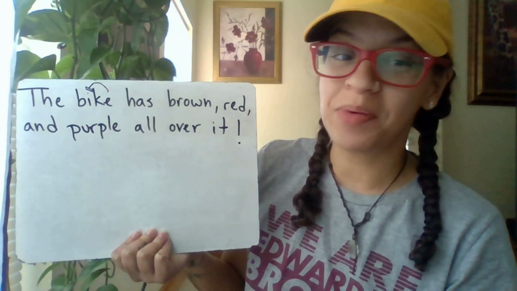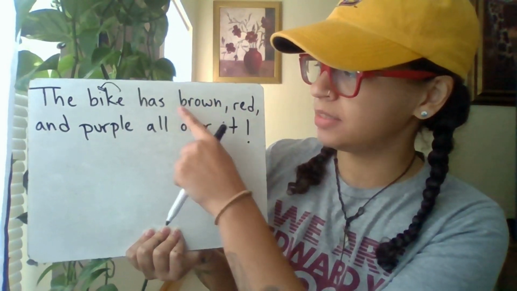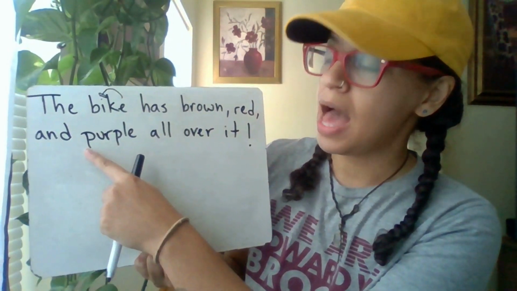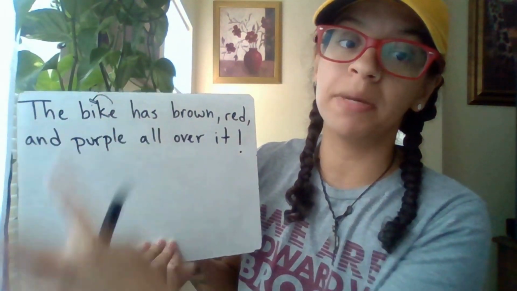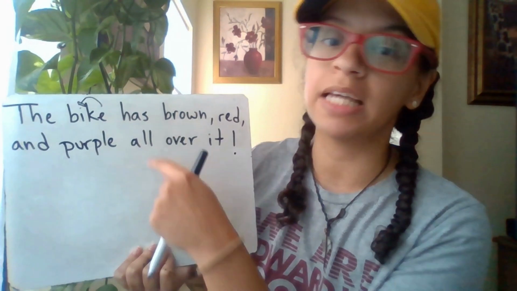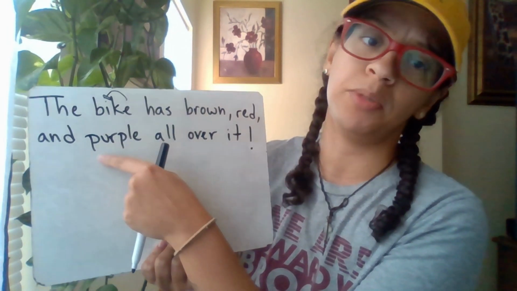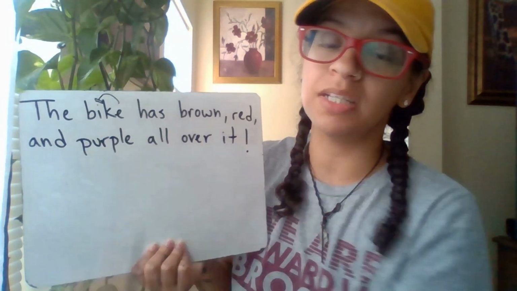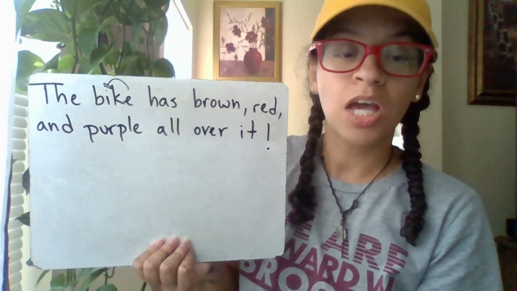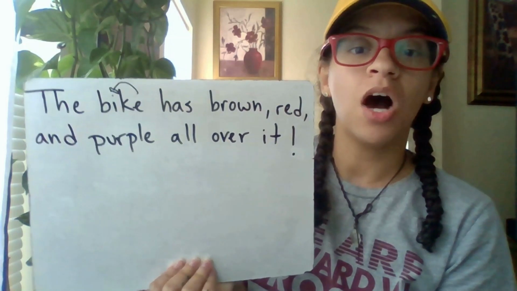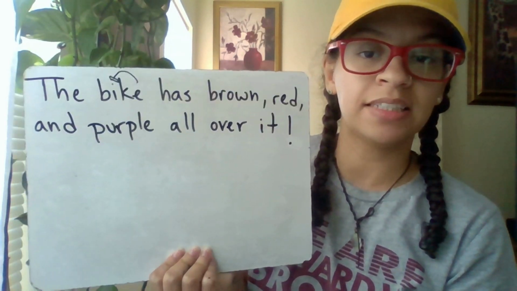There are no proper nouns, so if you capitalize the B, the R, the P, colors are not considered proper nouns. I know it's a name of a color, but it's not a specific name, like it's not like a Patrick purple. It's not the name of the purple itself. It's just the color, and colors are not capitalized. So hopefully you did an amazing job on today's dictation.